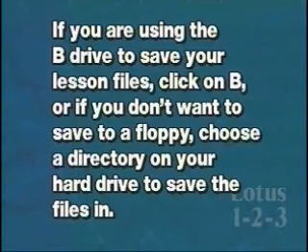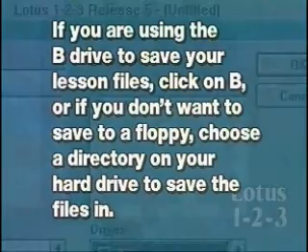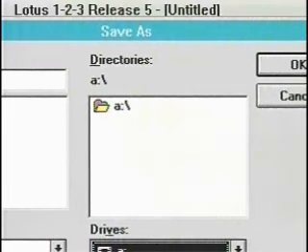Viewers, if you are using the B drive to save your lesson files, click on B, or if you don't want to save to a floppy, choose a directory on your hard drive to save the files. Suzanne has no subdirectories on her brand new floppy disk, so the directories box is empty and the path shows A:\ to indicate the root directory on that disk. Viewers, if you have subdirectories on your floppy disk, click on the correct one to store your lesson file.